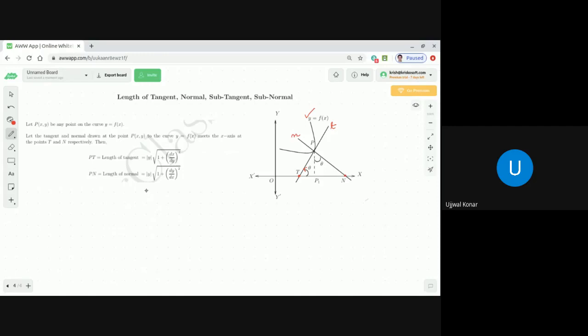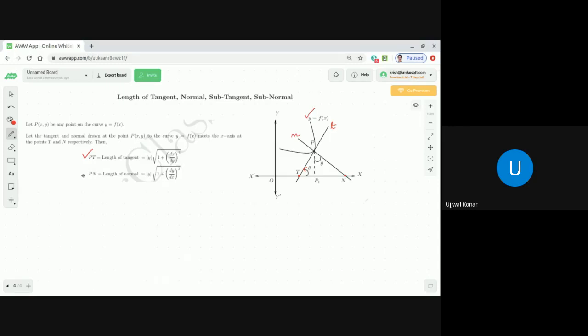So let P(x, y) be any point on the curve y = f(x). Let the tangent and normal drawn at the point P to the curve y = f(x) meet the x-axis at the points T and N respectively, as I already explained a few minutes back. Then what is the length of the tangent, dear students? PT is called the length of the tangent, and that is nothing but mod y, that is the y coordinate of the point P, into the square root of 1 plus (dx/dy) whole squared.